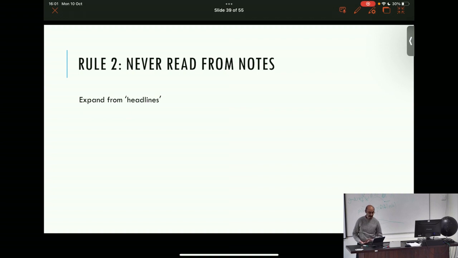Never read from notes, right? You want these headlines, these big things, and you want to talk about them, and try to relate it to prior talks in the seminar, talk to other speakers, stuff you read in the news. This, again, is a matter of engagement. Because if you're just reading from notes, you don't have that. As I said, not if you're an electrical engineer. Electrical engineers need to read from notes. I don't know why.